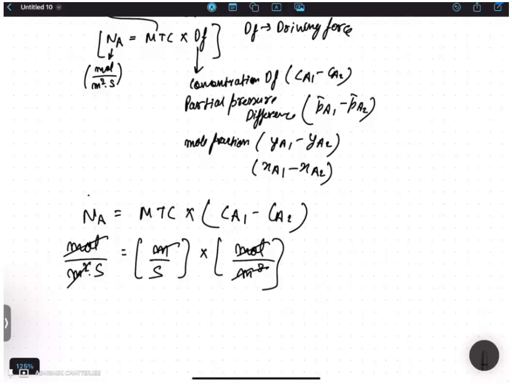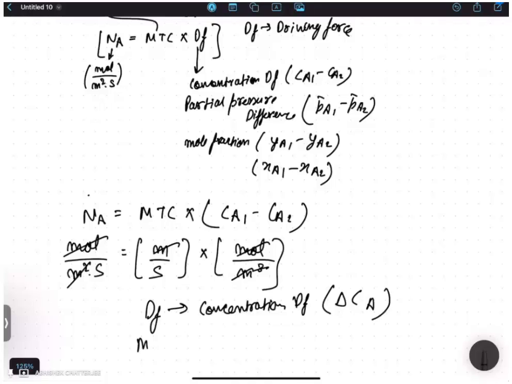Clear? So if the driving force is concentration difference, which we can also denote by delta Ca, in that case our mass transfer coefficient will have the unit of meter per second, and we represent it by Kc. Nothing special, just concentration, so Kc.